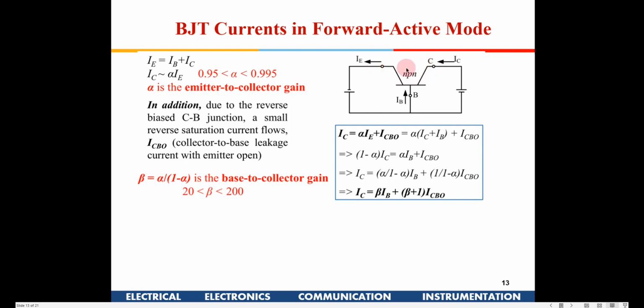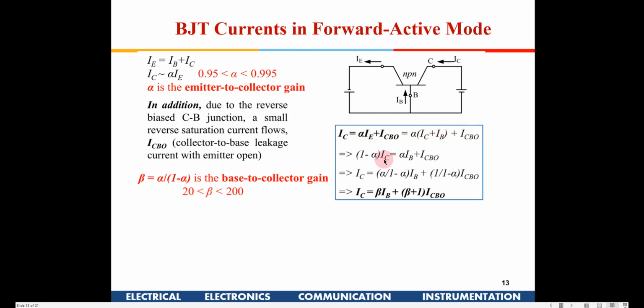It should not be because the junctions are reverse biased in this condition, but still because of thermal emission there will be some leakage current. So that is what is written, ICBO, right? Now if you see here, alpha IE, IE is written as IC plus IB, right?